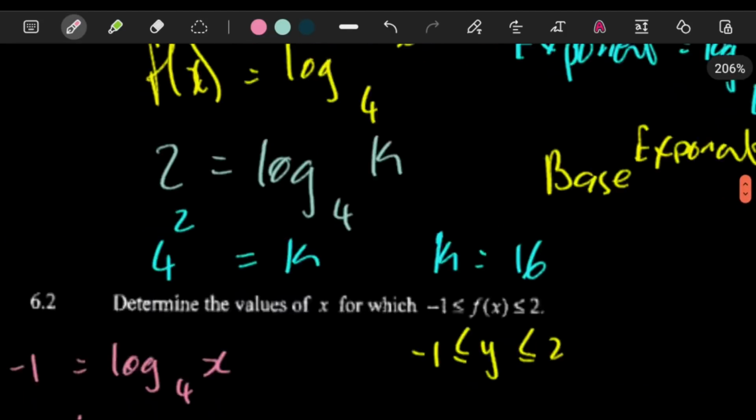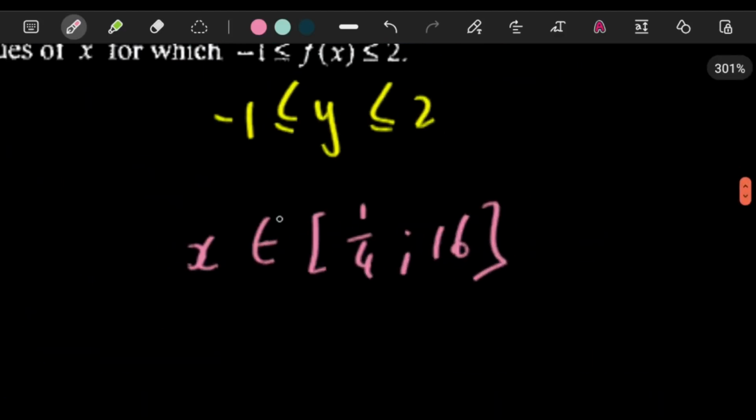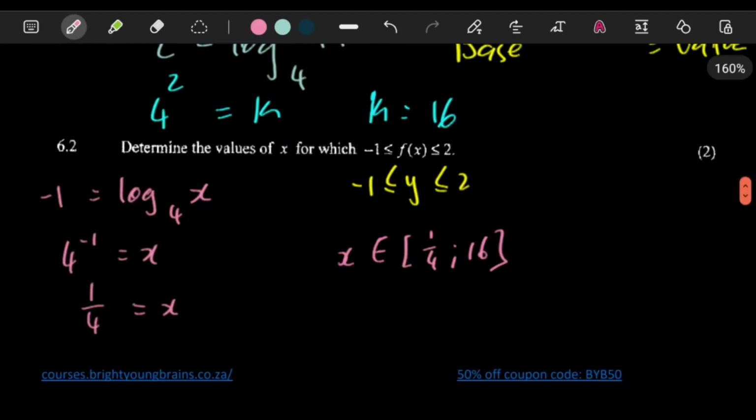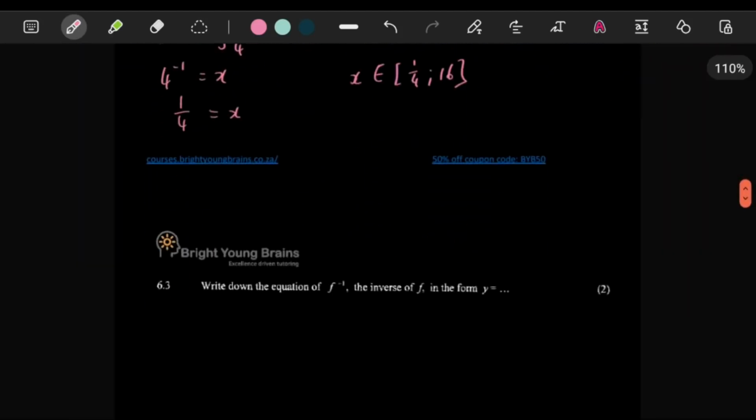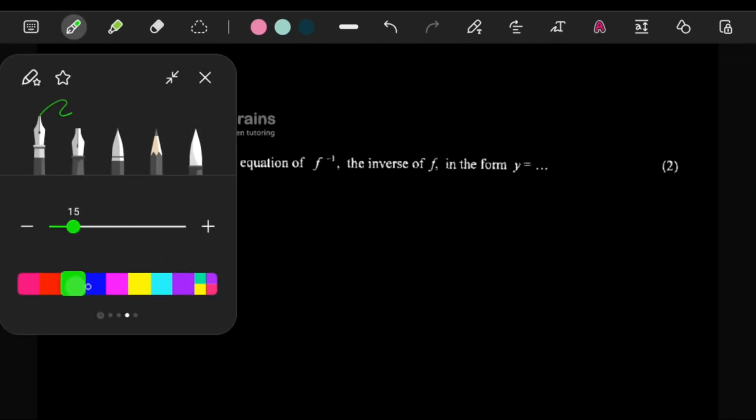Because this is included, we're going to need to say x is an element of a quarter until 16, like that. And then you're good. Let's see, 6.3. We have to move on. Let's keep moving forward.